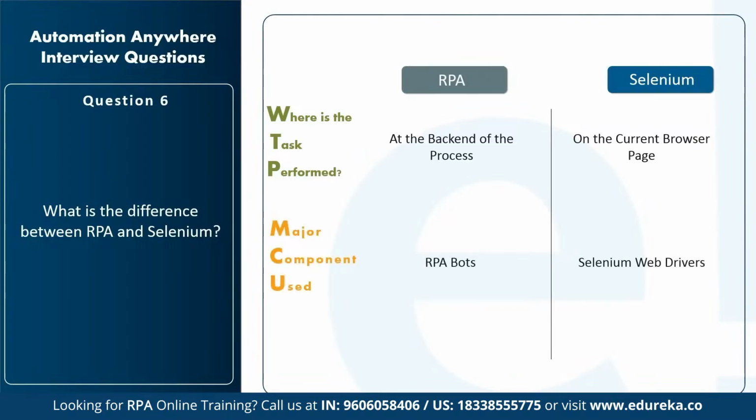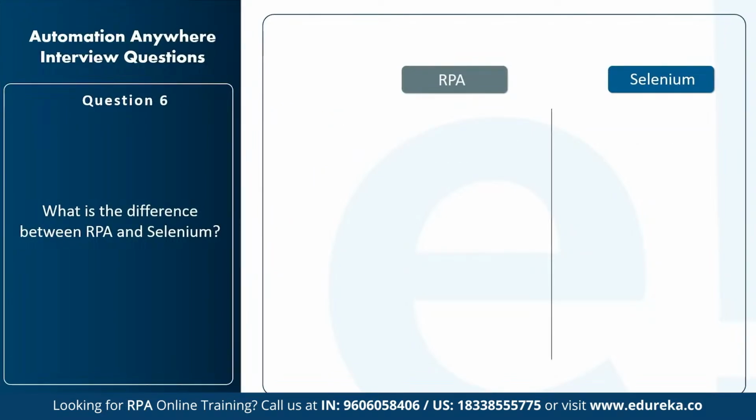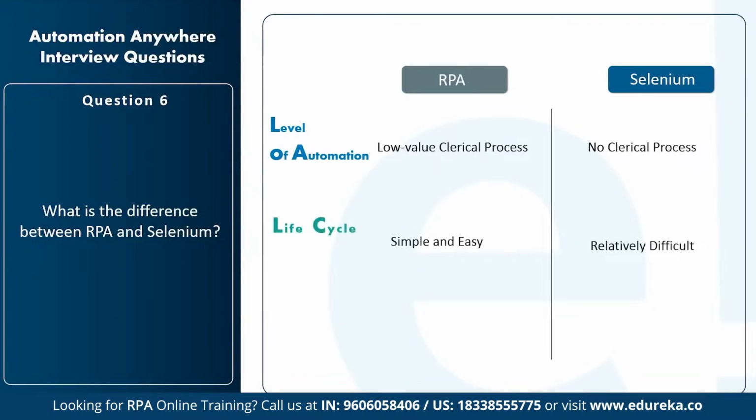Coming to the next parameter, that is the major components used. RPA mainly uses the RPA bots, and in the case of Selenium, the Selenium web drivers are used. Coming to the next parameter, that is the level of automation. RPA basically automates the low value clerical processes, and Selenium automates non-clerical processes. Coming to life cycle, then the life cycle of RPA is simple and easy, and Selenium is relatively difficult when compared to RPA. Coming to platform dependency, then RPA is platform independent and Selenium is basically browser platform dependent.